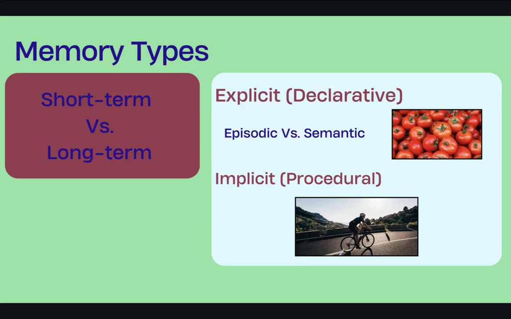Implicit memory, also known as procedural. I have an image of a man riding a bicycle because these are skills, habits, conditions, things you don't have to think about, but just do.